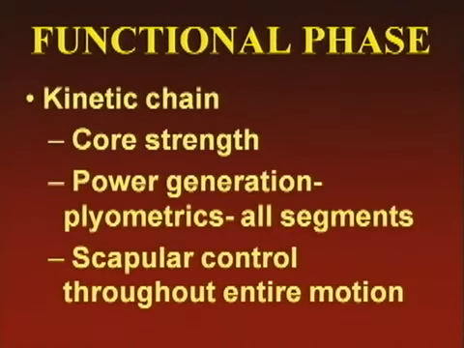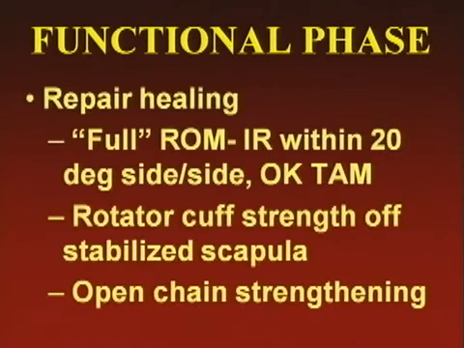And the kinetic chain has to be entirely normal. That's when you get your plyometrics. And you want full range of motion, and if you're talking about labral injuries, you want internal rotation within 20 degrees of the other side. And your rotator cuff strength has to be tested off a stabilized scapula. If you want to really know what your rotator cuff strength is, stabilize your scapula, and then you can have a good estimation.